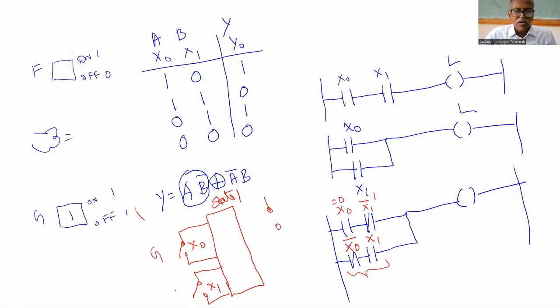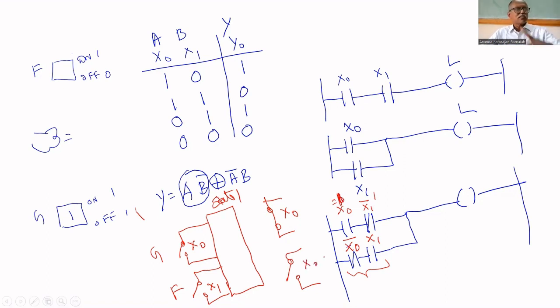This is on the ground floor. This is on the first floor. Both are in the off state. Let us assume this is X0, which is closed, and this is open. Now, he is on the ground floor. That's why this is closed. Let us check whether the lamp is glowing or not. X0 is 1. X1 bar is also 1 because X1 is open.